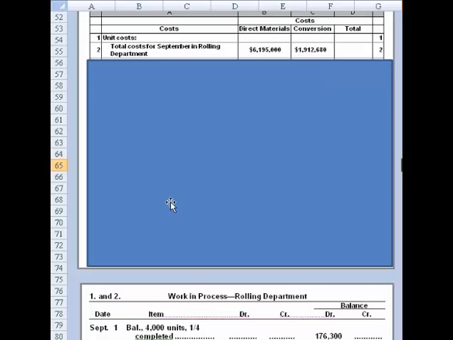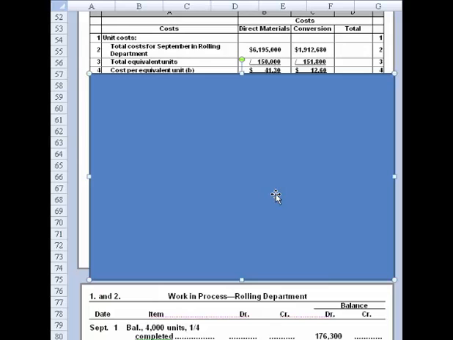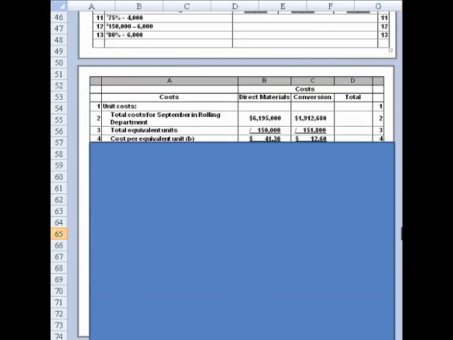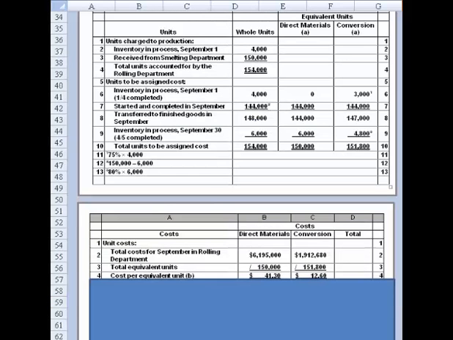Okay, so now we're back to looking at the screen, the schedule that we're working on. We next need to add in the total equivalent units, which we calculated above. With respect to direct material, from the schedule above, we came up with 150,000 of total equivalent units. Let me slide up and I'll show you how we came up with that. That's that number right there, right? From our schedule, 150,000 for equivalent units that we calculated earlier, and 151,800 for conversion.